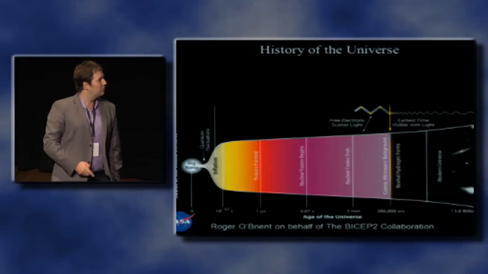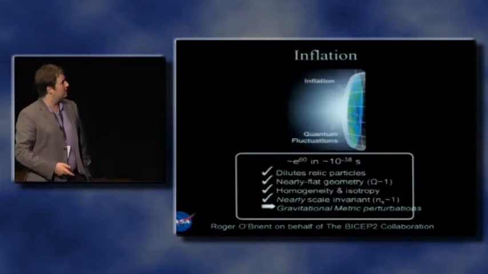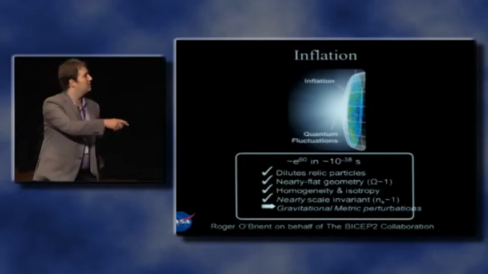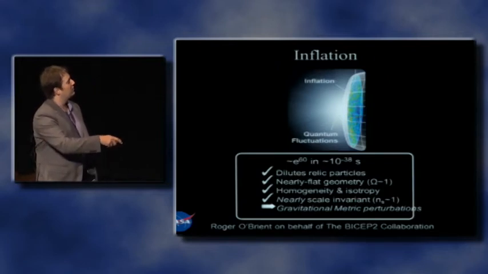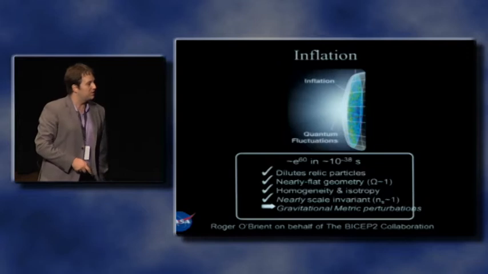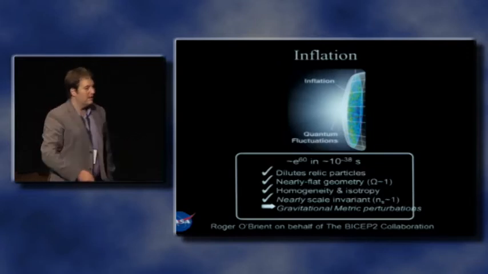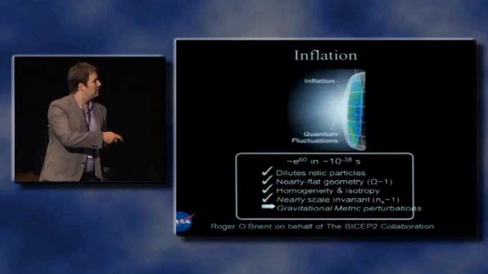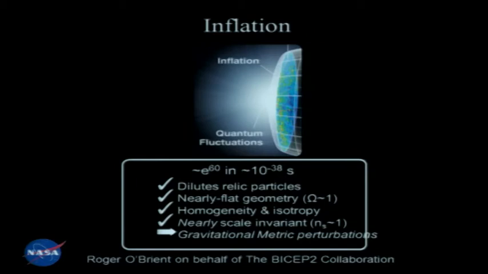So, Alan covered the inflation basics yesterday in his talk fairly well, but in the spirit of review, I'll just remind you that this involved a superluminal expansion, and that we suspect the universe underwent a 60-some e-folds of expansion in the first trillionth of a trillionth of a trillionth of a second. And this is handy for a number of theoretical reasons. It dilutes away various relic particles that we don't find in practice. It explains the nearly flat geometry we see in the CMB. It explains the homogeneity and isotropy of our universe.